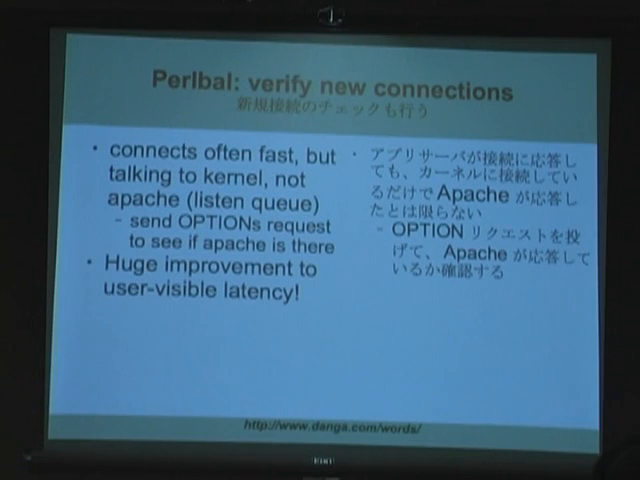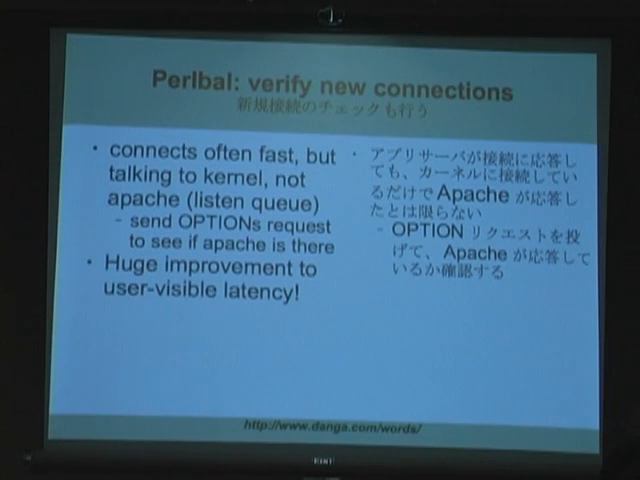We also do things like, this is another trick it does, verifies new connections. So when you start a listening socket in, say, Perl, you say IO::Socket::INET->new, listen, and you say 10, that's saying it will accept 10 connections ahead of time.